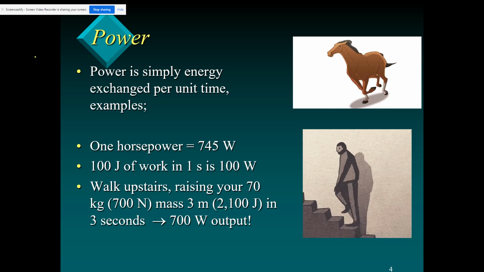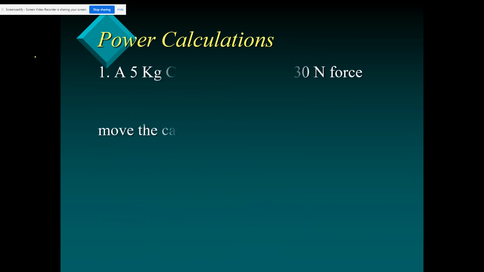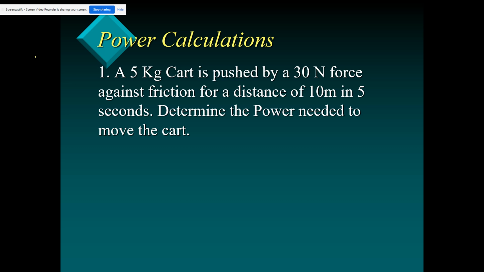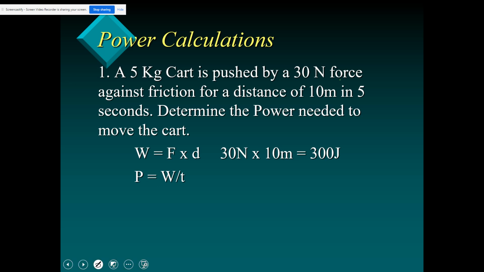Let's take a look at some sample problems. A 5-kilogram cart is pushed by a 30 Newton force against a friction for a distance of 10 meters in 5 seconds. Determine the power. First step, calculate how much work is done. Work is the force times the distance. So my force is 30 newtons and my distance is 10 meters, which means that I have to do 300 joules of work.